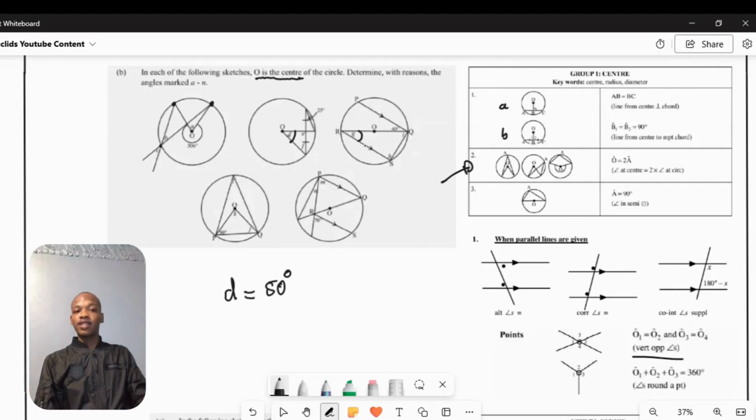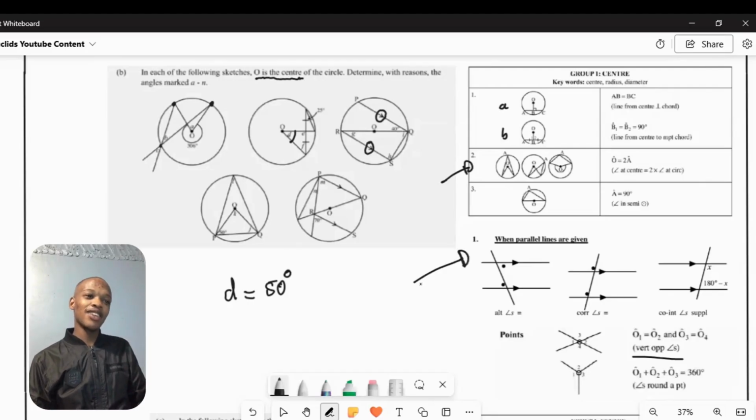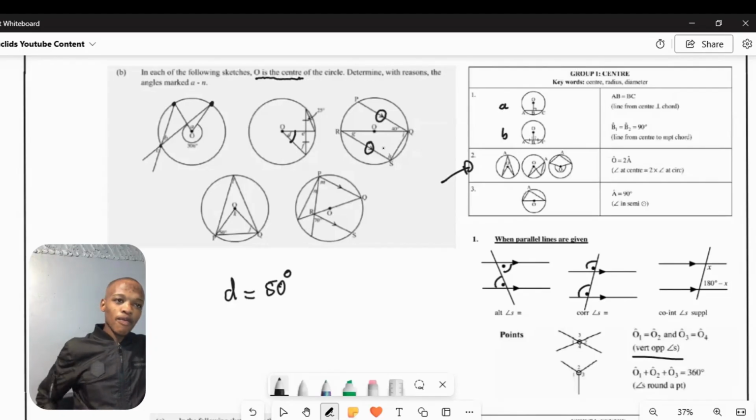Here's G on another circle. What is G? What do we have there? These arrows indicate parallel lines. Do you have parallel lines? Yes, parallel lines. Alternate angles are equal, corresponding angles are equal, co-interior angles are supplementary. Just like that. Perfect. Then we move on.